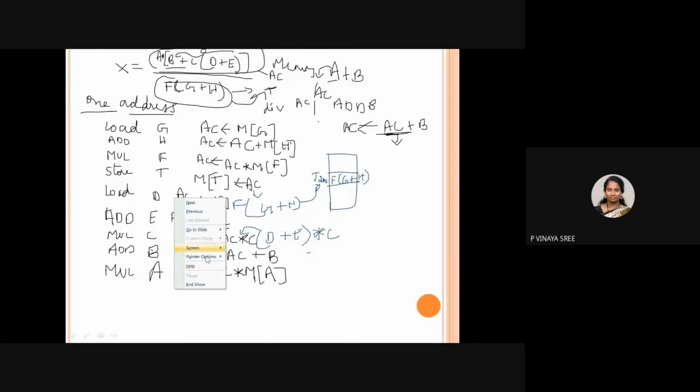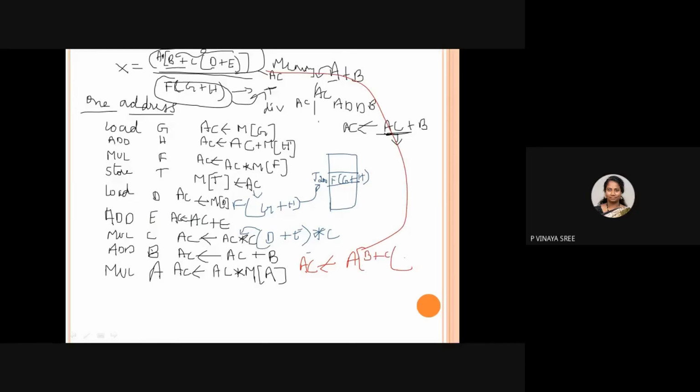Now what do we have in the accumulator? Presently in the accumulator we have the numerator expression, which is a into b plus c into d plus e. This one we have in the accumulator, divided by f. This is available in location t, in m of t location.